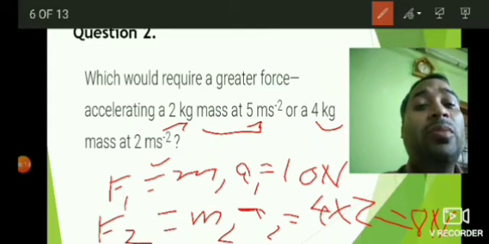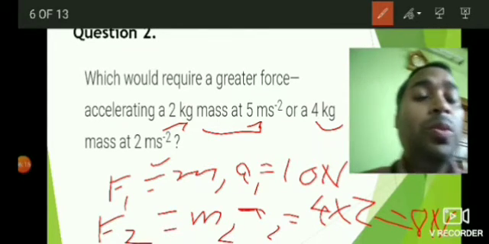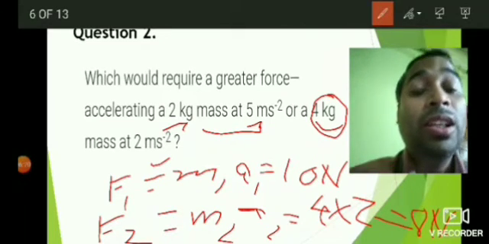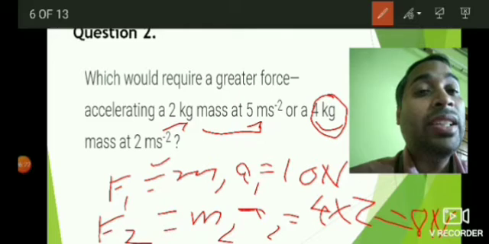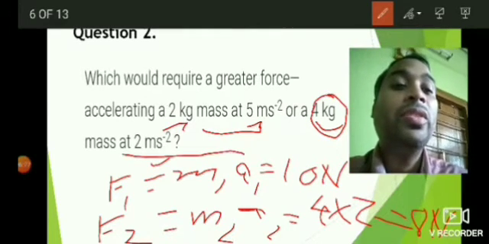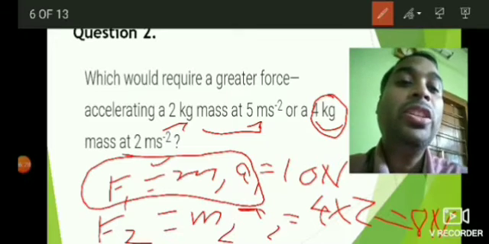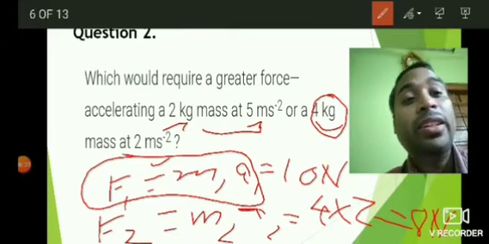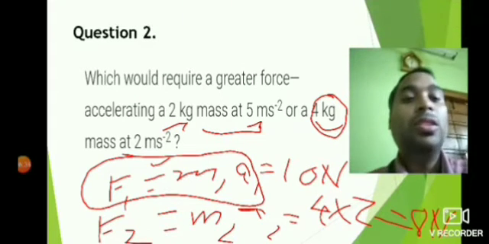Now here it is important to note that if you go by the mass of the object, the second object has a greater mass, but since we need to produce less acceleration, we require less force. So if you use this relation, we can clearly find out which case requires greater force. So let's see the answer.